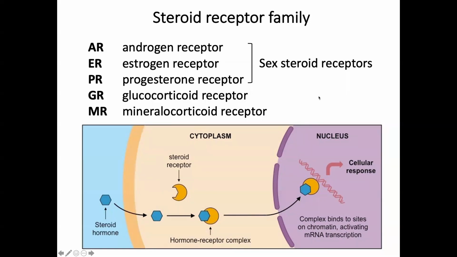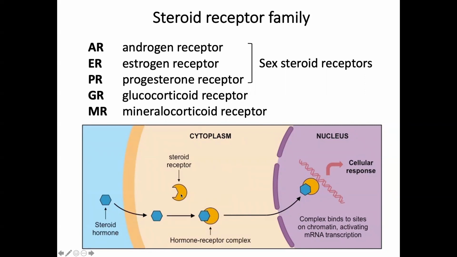The picture here shows you how the steroid receptor family of proteins work as transcription factors. This is a part of the cell showing the cytoplasm and then the nucleus, okay? So when a steroid hormone exists in our bloodstream, it diffuses into the cell. In the cytoplasm, the hormone has a chance to encounter the steroid receptor protein.